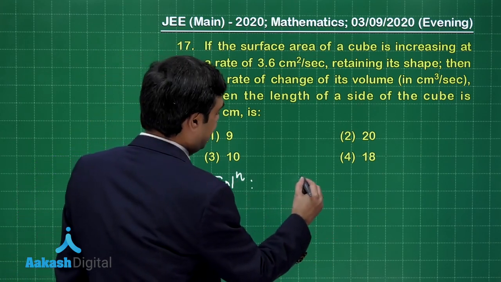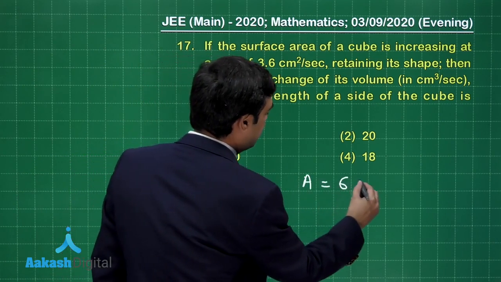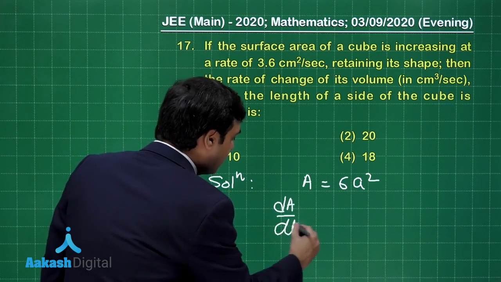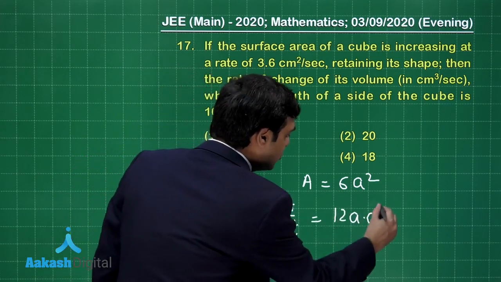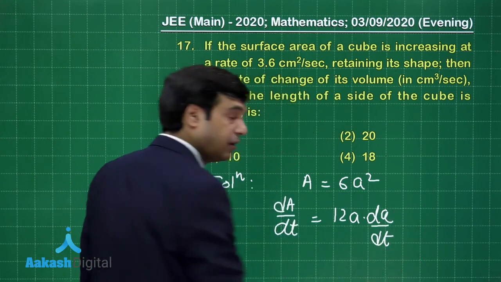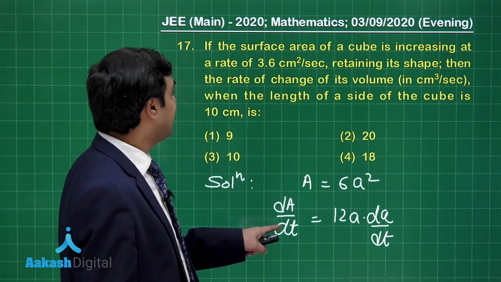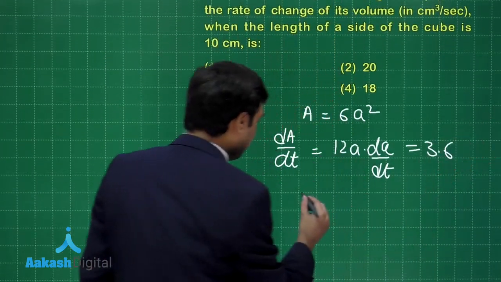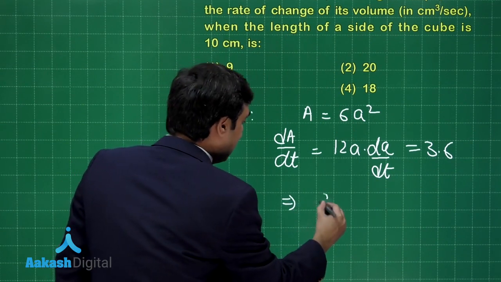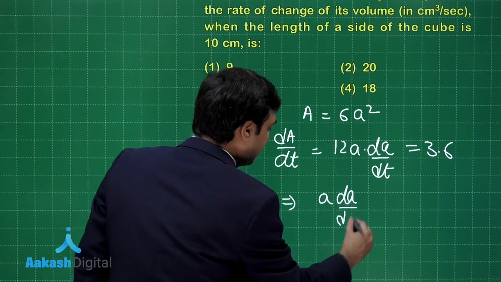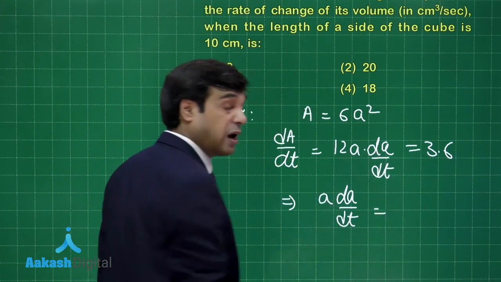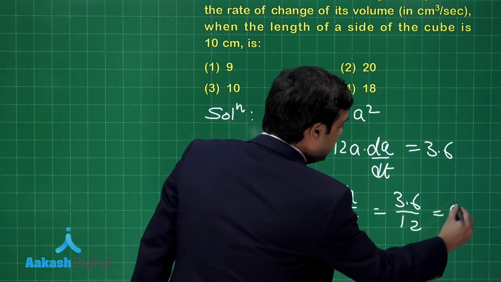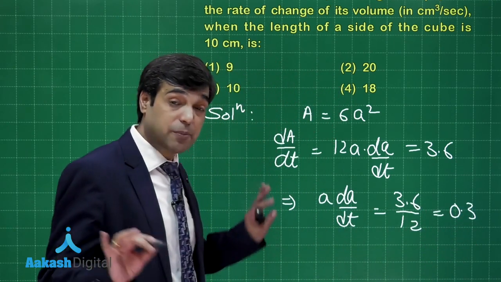Surface area, let's say it is given by A, is equal to 6a square. Correct? So dA by dt is equal to 12a into da by dt. Correct? Capital dA by dt is given to me as 3.6. So from here we can say a da by dt is equal to 3.6 upon 12, right? So this gives you simply 0.3. I'm sure this is clear.